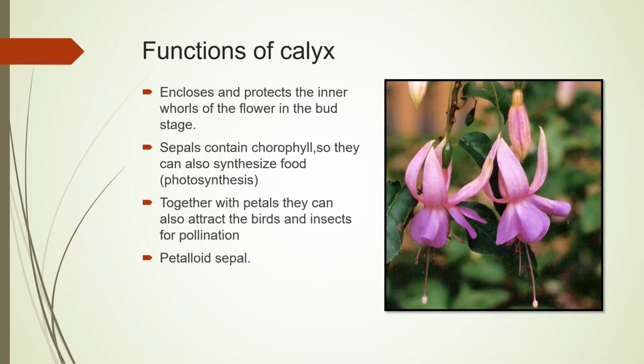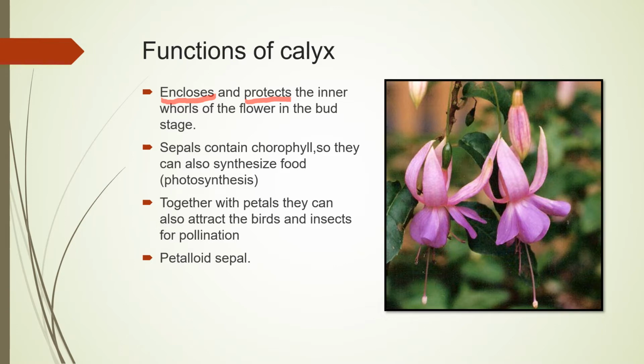Now what are the main functions of the calyx? What does it do? It is enclosing and protecting the inner whorls of a flower in the bud stage. In the previous slide we saw both the buds, polysepalous and gamosepalous, because the sepals are mainly protecting the flower when it is in the bud stage.